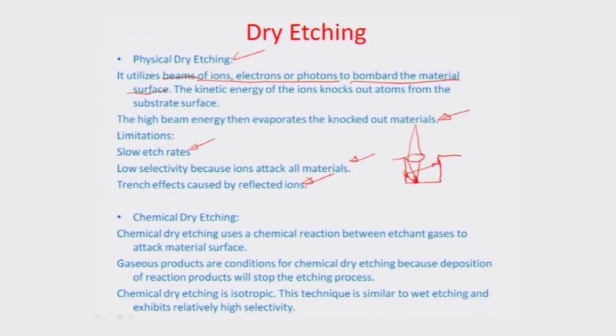The other technique that we have is chemical dry etching, where we are using a chemical vapor and promulgating a reaction between the etchant gas that we are using and the surface material. So, the etchant gas would chemically attack the material that you need to remove, and basically the products must be gaseous, because deposition of reaction products will stop the etching process. So, you have to be very choosy about what gases you are using for chemical dry etching, and chemical dry etching is highly isotropic in nature, and it is similar to wet etching because there is no etch selectivity whatsoever.